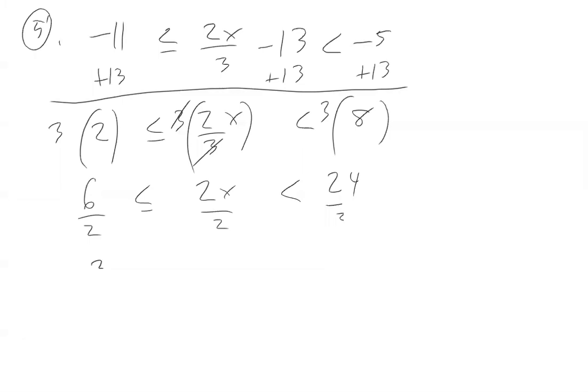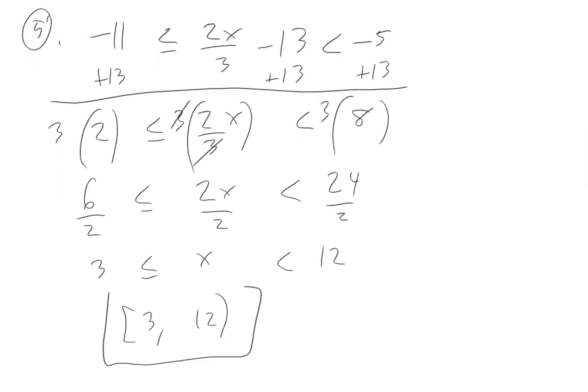So then we'll have 3 is less than or equal to x is less than 12. So then the solution would be that it could equal 3, or it could be less than 12. So on 3 there's a bracket, and on 12 there's a parenthesis. So that's the solution to the inequality.